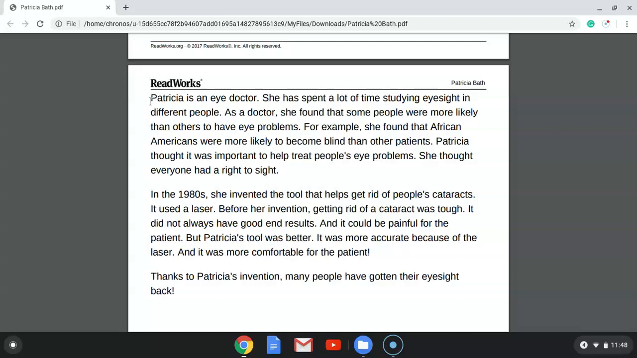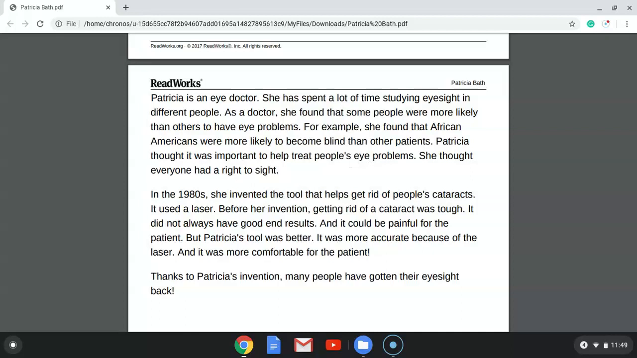Right here, we see our answer. Patricia is an eye doctor. As a doctor, she found that some people were more likely than others to have eye problems. For example, she found that African Americans were more likely to become blind than other patients.